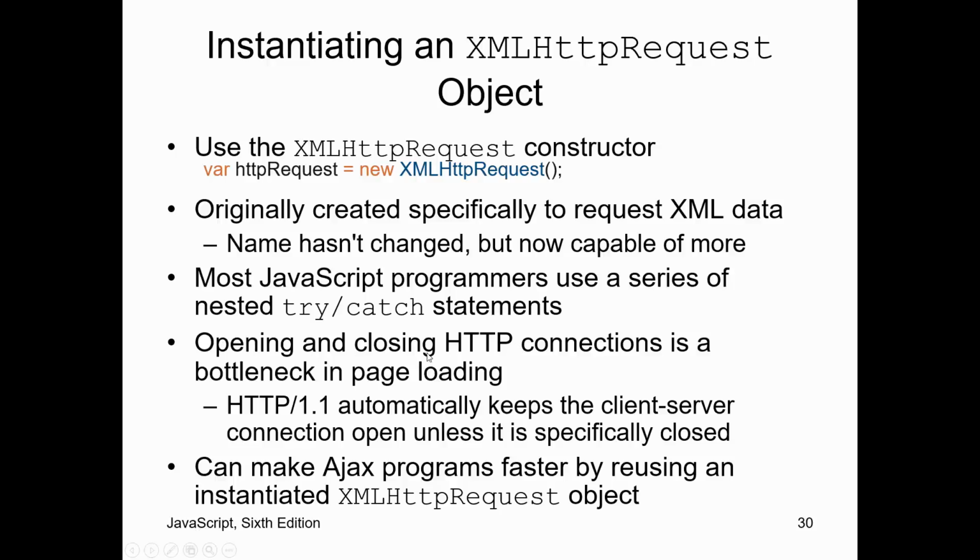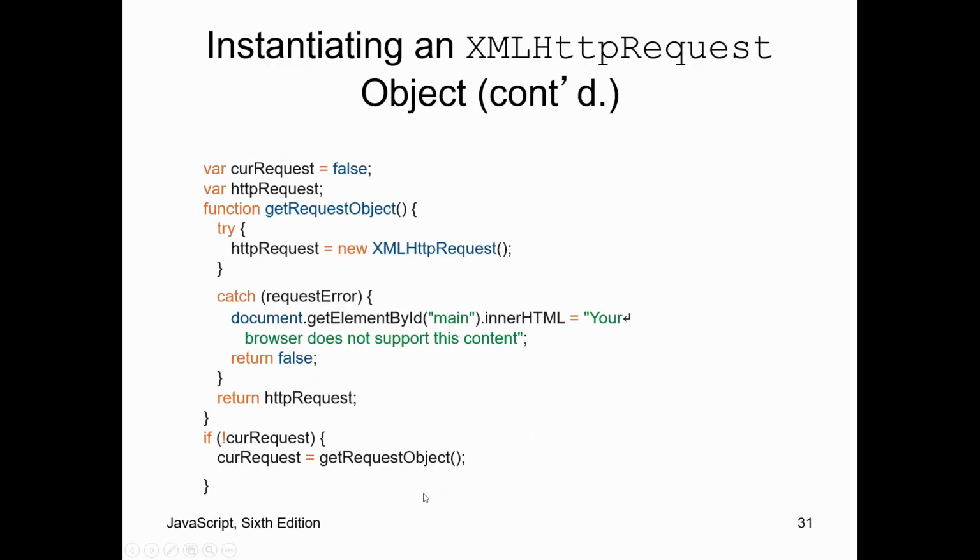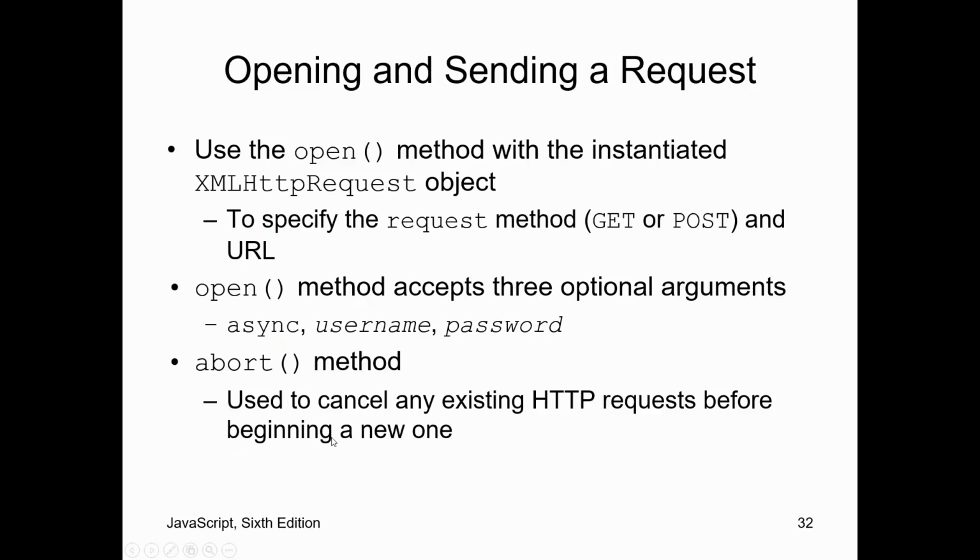Opening and closing HTTP connections can be a bottleneck in page loading. It can take some time. HTTP 1.1 automatically keeps the connection open unless you tell it to be closed or you tell it to time out after a certain amount of time. You can make AJAX programs faster by using an already instantiated XML HTTP request object. They show you code here, but it's basically just explaining what I already told you.